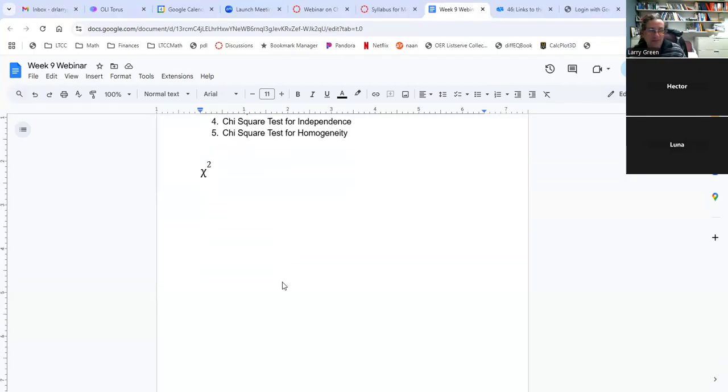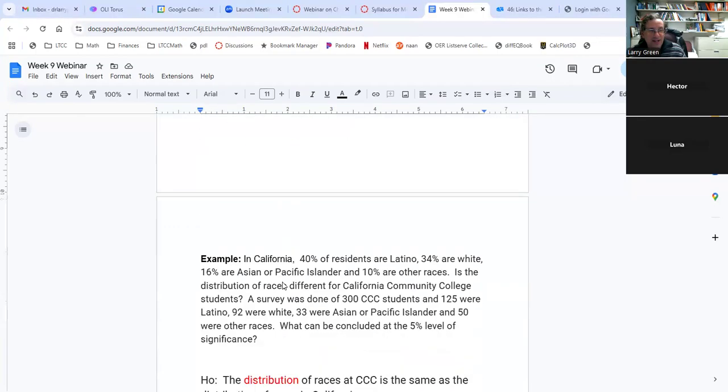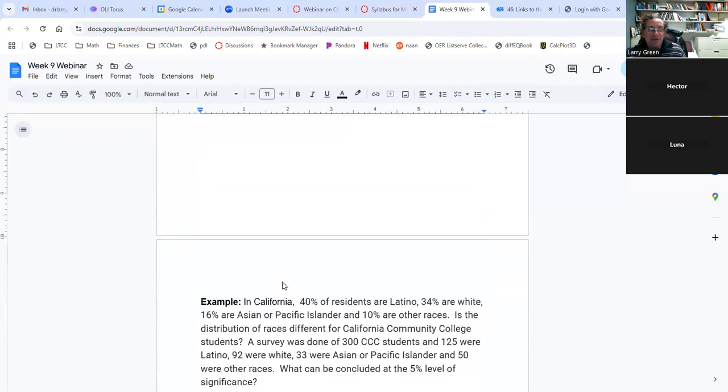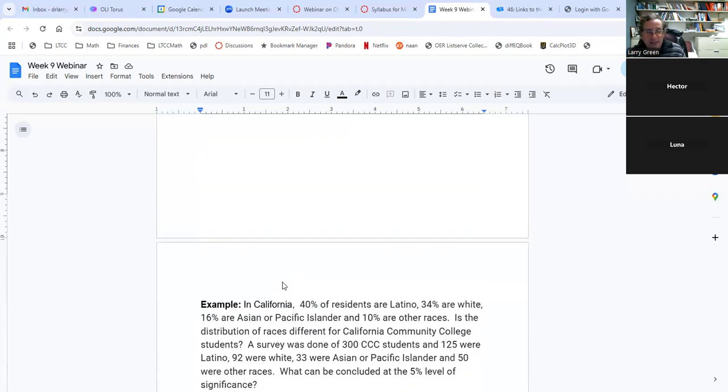Okay, so let's start out with an example. I actually looked it up. The funny thing is I used this last time I did it, but it's changed. In California, 40% of residents are Latino. Sometimes you call them Latinx. 34% are white. 16% are Asian or Pacific Islander. And 10% are other races. And again, I looked that up on Google, no problem.